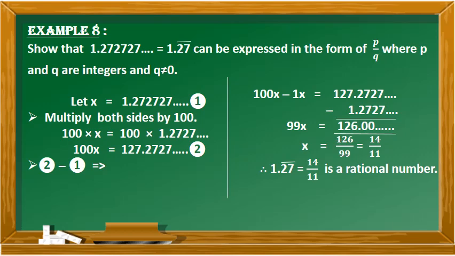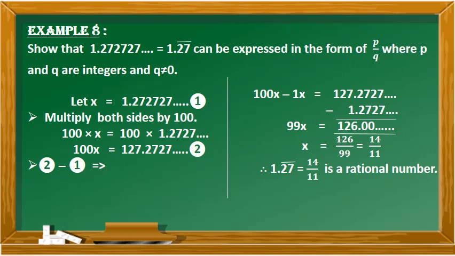1.272727 dot is equal to 1.27 bar can be expressed in the form of P by Q, where P and Q are integers and Q is not equal to 0. Now let us assume x is equal to 1.272727 dot and let it be equation 1. Now in equation 1 you can see after the decimal 2 digits are getting repeated. So we have to multiply both sides of equation 1 by 100.